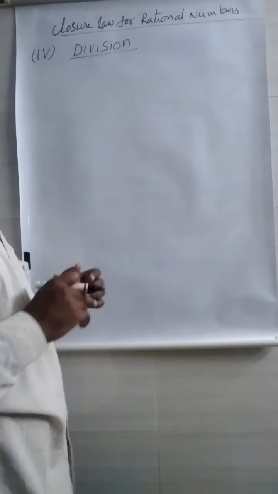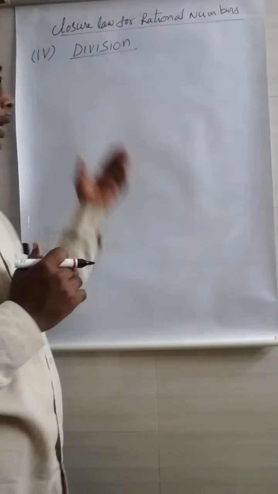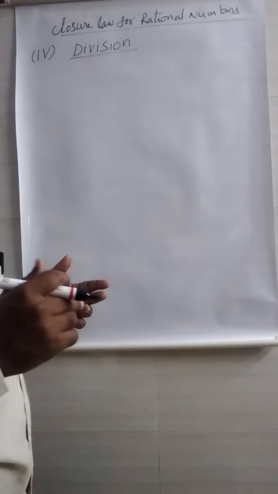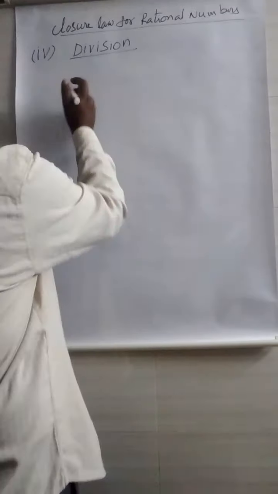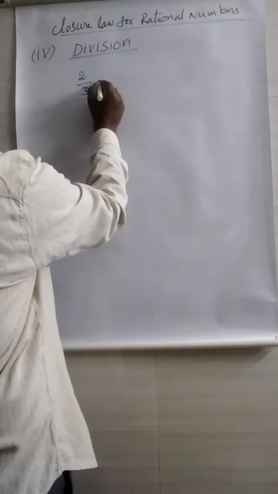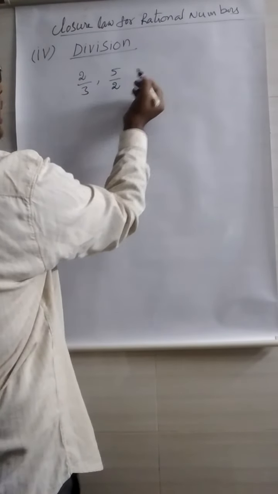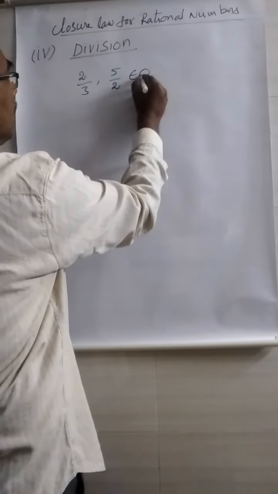Under division, now we check whether the closure property is satisfied under division or not. For example, we take any two rational numbers as in the previous case. You take any two rational numbers, 2/3, 5/2. You take any two, whichever you like, belonging to Q.